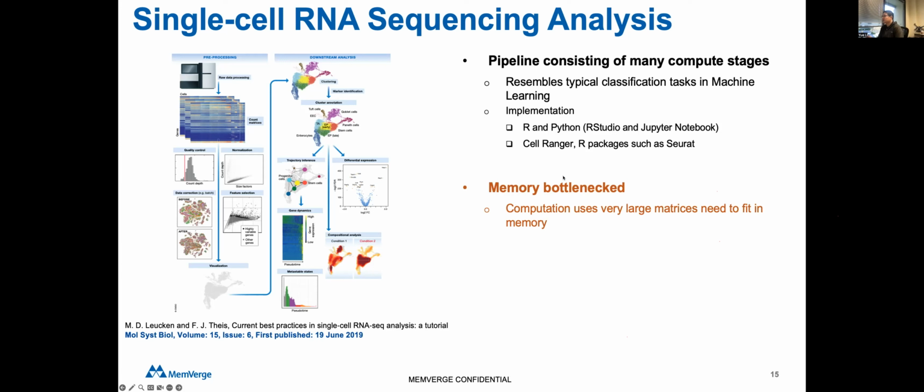So what are the challenges for these workloads? First of all, it's actually a memory bottleneck. Each of these, kind of big picture, is actually a huge matrix you need to fit in the memory to compute. So it easily uses hundreds of gigabytes or even terabytes of memory.